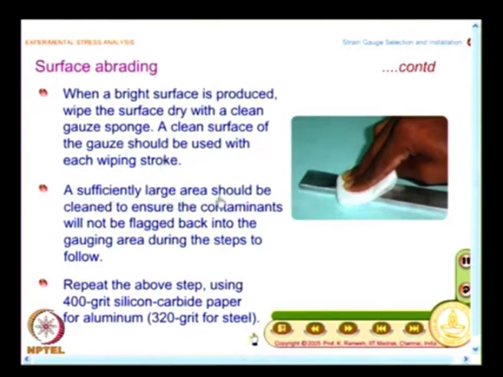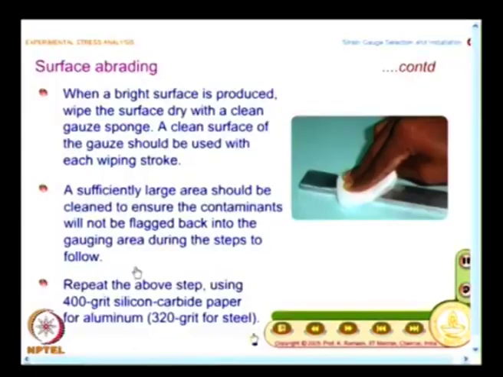A sufficiently large area should be cleaned to ensure the contaminants will not be flagged back into the gauging area during the steps to follow. See, this is very important. This is one of the initial cleaning processes. The initial cleaning process should be on a larger surface. Finally, you may want to do strain gauge only on a small localized area, but in the process of cleaning you should not bring in contaminants from outside the area. And whatever you have done earlier, you have to repeat it using 400 grit silicon carbide paper for aluminum or 320 grit for steel.